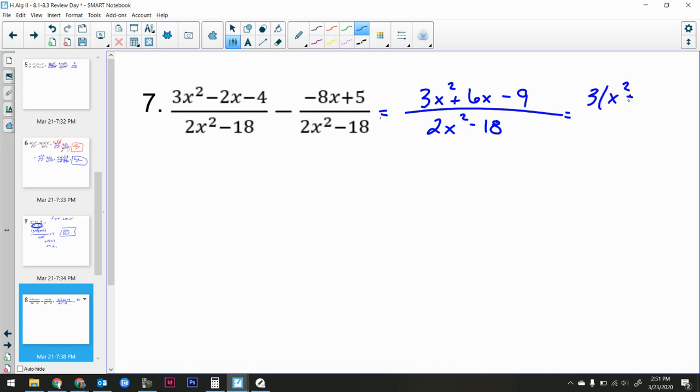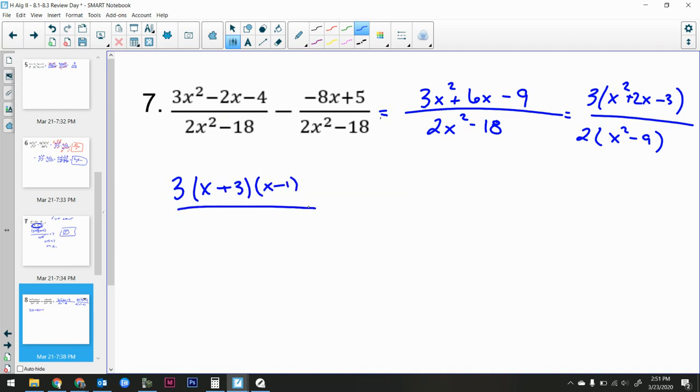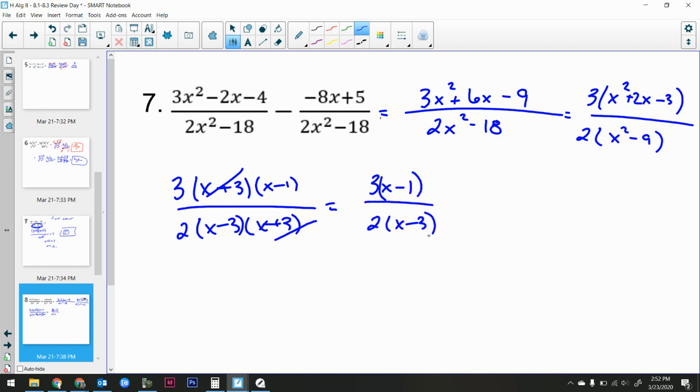I get an x squared plus 2x minus 3, all divided by a 2x squared minus 9. Okay, so that means on top I get a 3, and then an x minus 3. Nope, x plus 3, x minus 1, all divided by a 2, x minus 3, x plus 3. So that gives me 3, x minus 1, all divided by 2, x minus 3.